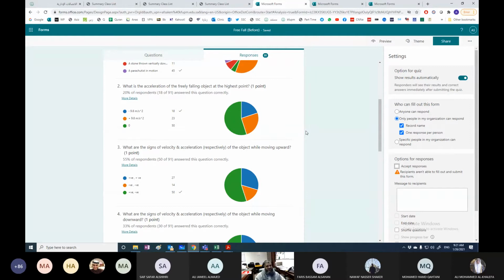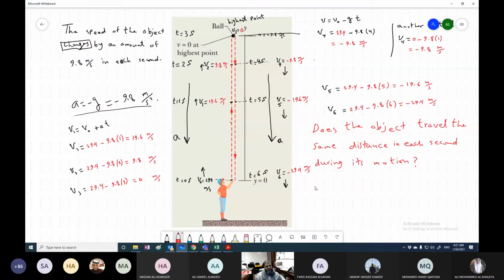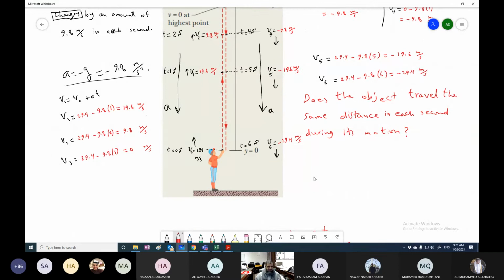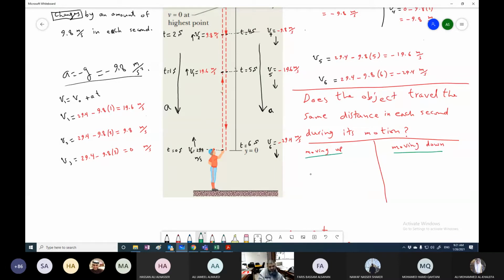But Mr. Ahmed, if the ball goes up the acceleration is negative, and if it goes down it should become positive. Come on, we explained this yesterday. If the object has velocity and acceleration with the same sign, its speed will increase. In the case of moving up, the velocity is positive but the acceleration is negative, so what will happen to the speed of the object?